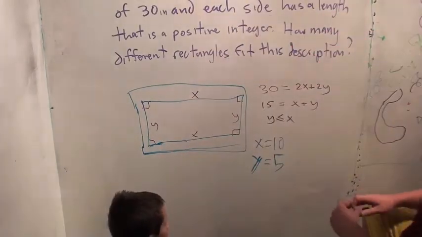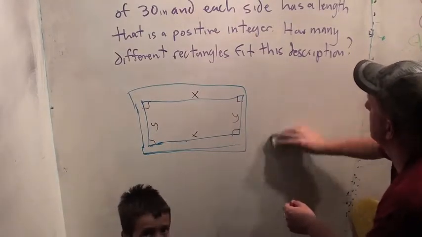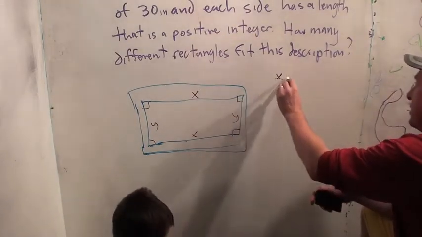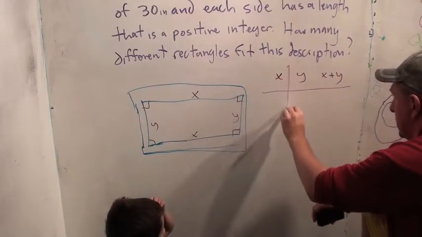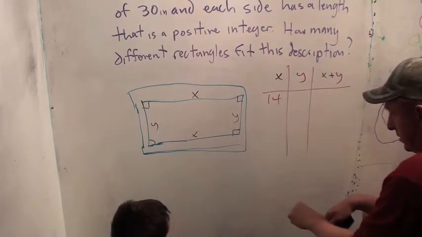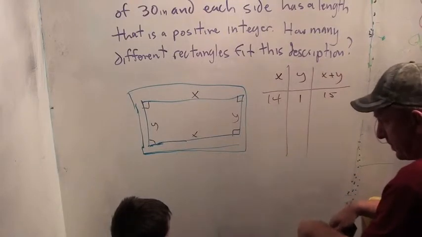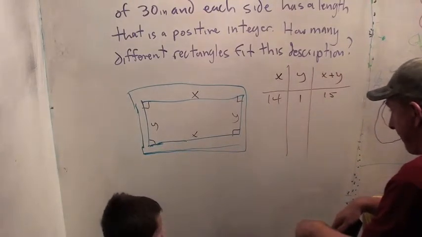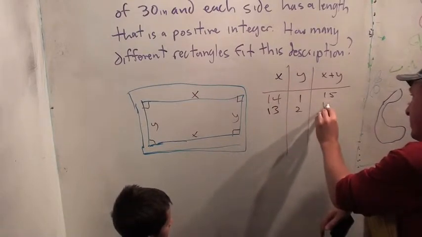Very good. So why don't we make a chart here? Let's not erase the rectangle. So let's make a chart for x and y, and then x plus y. Okay, so if x equals 14, what does y equal? That means y equals 1. x plus y is 15, just like we wanted. Okay. So then x equals 13. So then y has to equal 2, and x plus y equals 15.